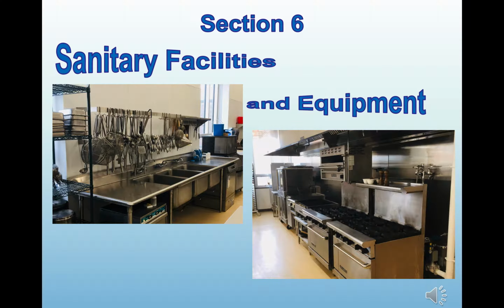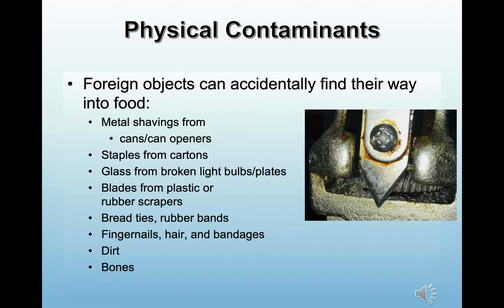In our last section, we will discuss sanitary facilities and equipment and what it means for a food establishment to be a sanitary facility. To start, sanitary food establishments should work to avoid physical contaminants. Physical contaminants are foreign objects that are accidentally introduced into food.